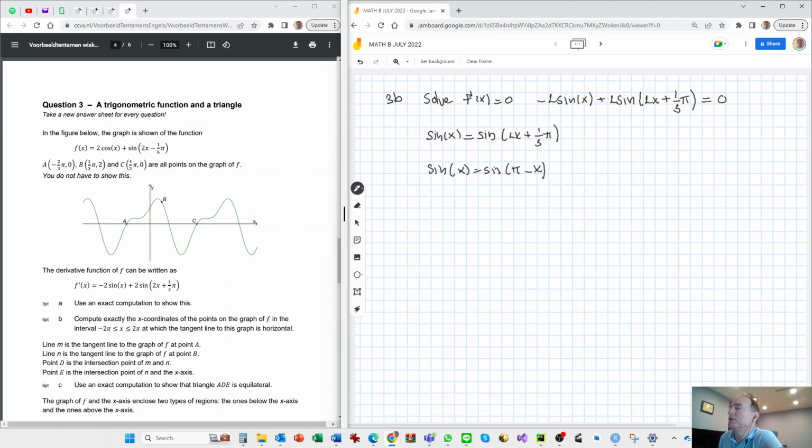Let me write. So for the sines, say if the sine of x is equal to the sine of a, then we have x is equal to a plus 2k pi, or x is pi minus a plus 2k pi.